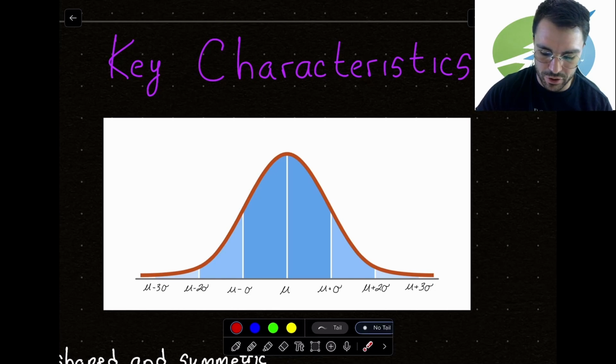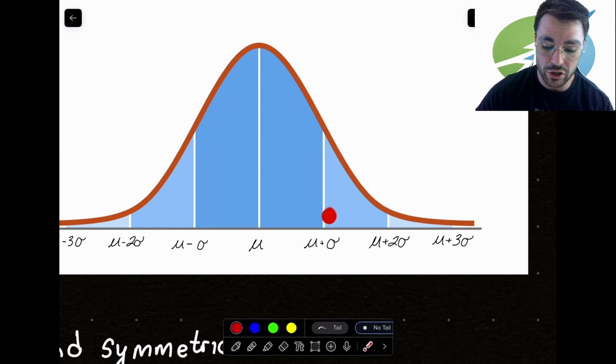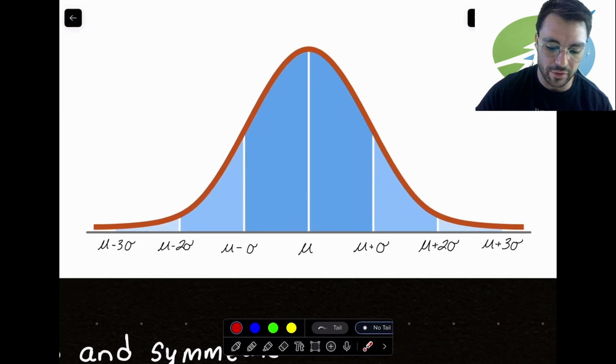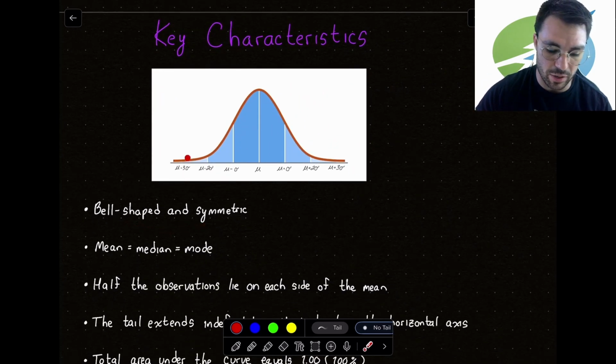Here we have it labeled where the center is our mean. And then you can see I wrote here mean plus, this is a lowercase sigma. Sigma represents our standard deviation. So this is mean plus 1 standard deviation, mean plus 2 standard deviations, mean plus 3 standard deviations. And then on the left side, mean minus 1 standard deviation, mean minus 2 standard deviations, and mean minus 3 standard deviations.